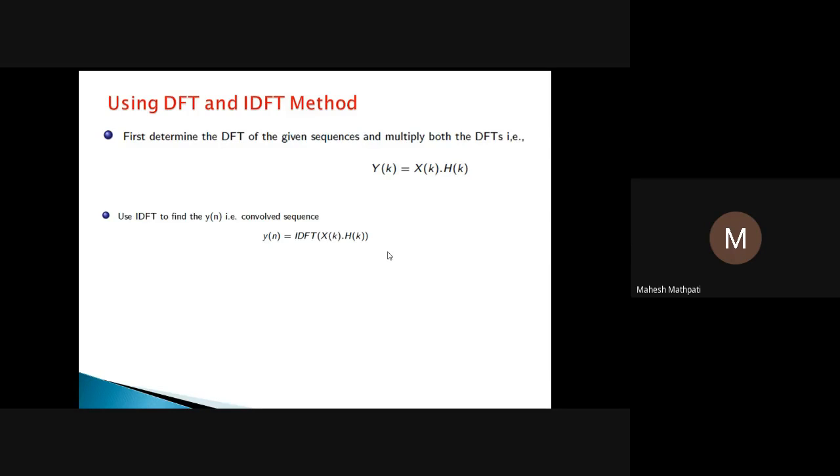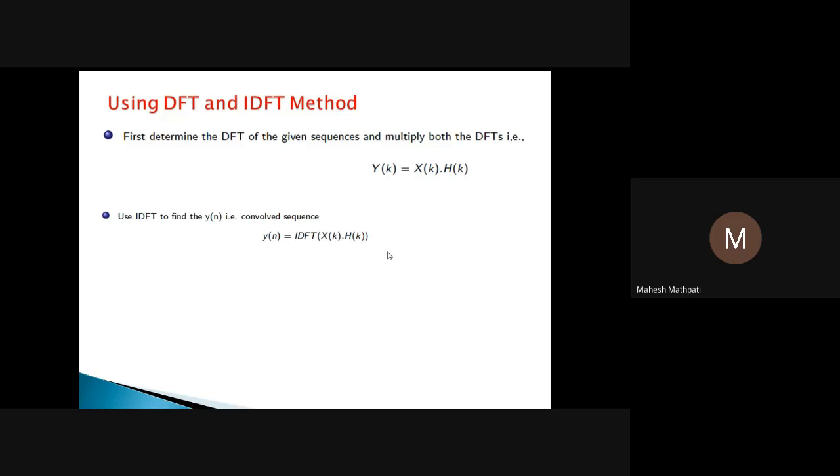Okay, that is one formula. And in matrix form, how have we written that? X of k is equal to W N to the power kn into x of n. Okay, very good. Use this matrix method formula. Just write according to the definition of DFT: X of k equals W N to the power kn x of n. Now how do you proceed further?